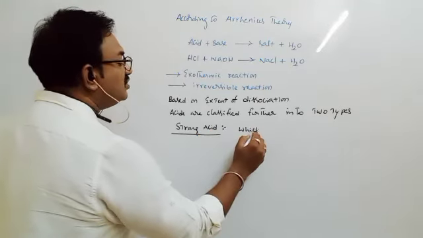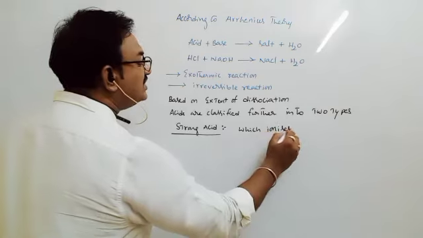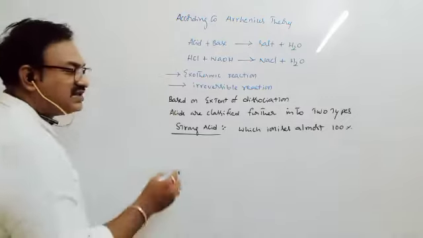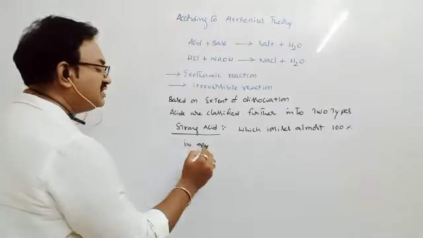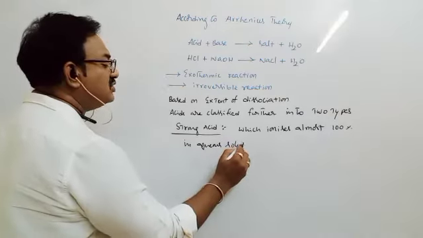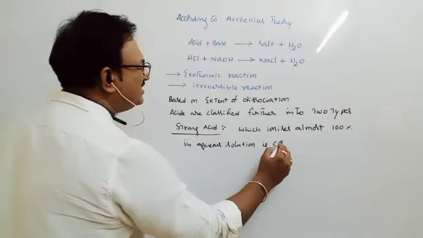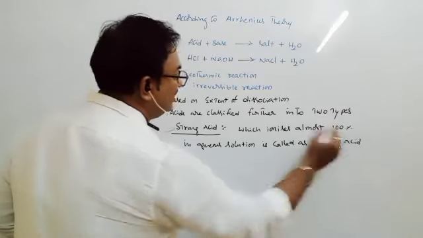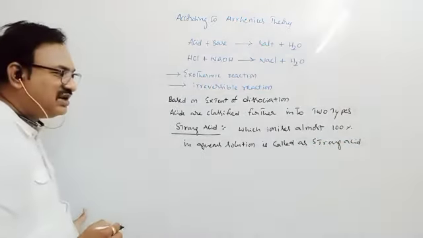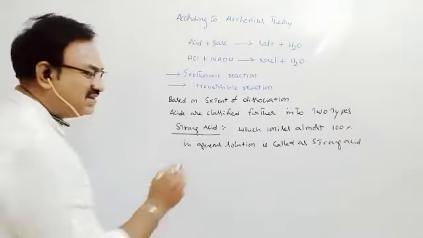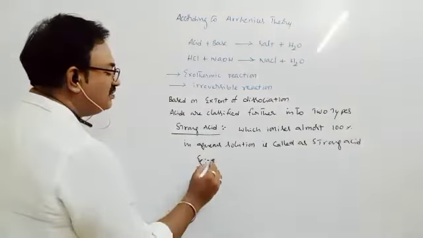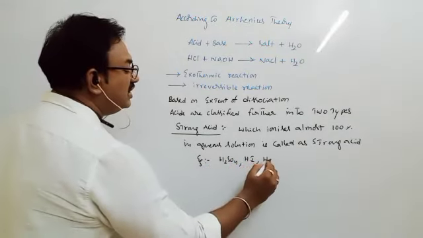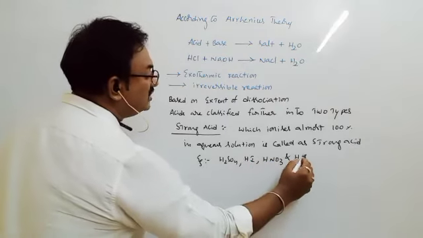What is a strong acid? One which ionizes almost 100% in aqueous solution is called a strong acid. Example: H2SO4, HI, HNO3, etc.